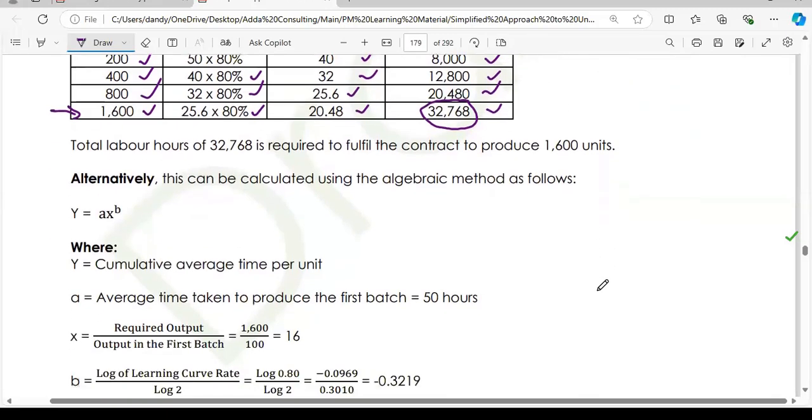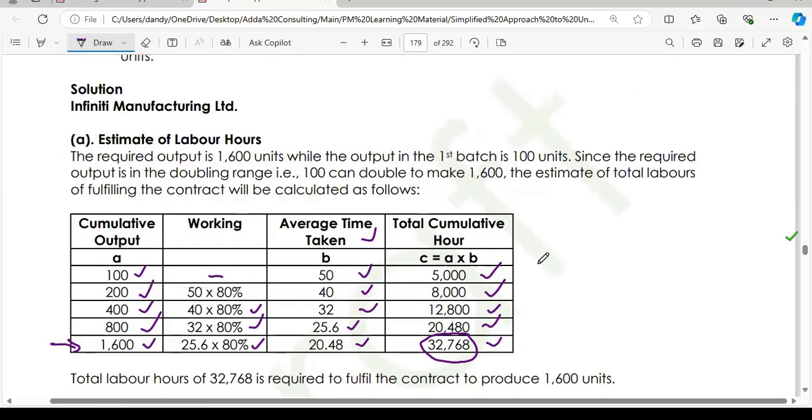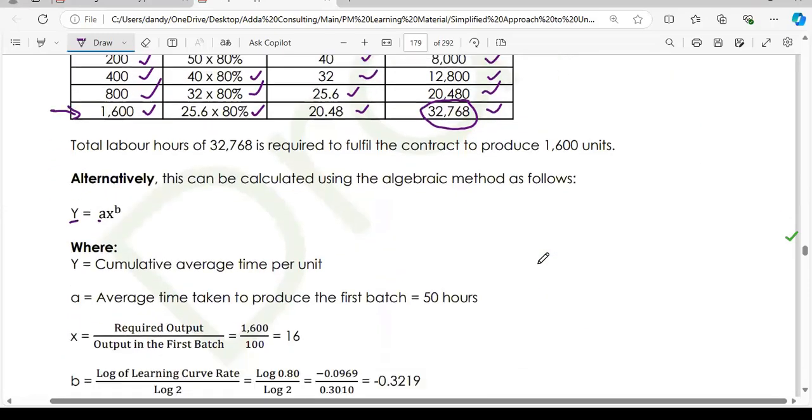Of course, as you know, the y represents the cumulative average time or cost per unit, depending on the information you have in the question. Then the A of the formula represents the average time taken or average cost to produce the first batch. In this case, the first batch is 50.